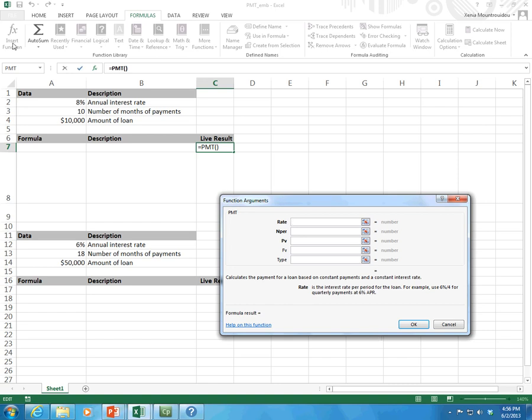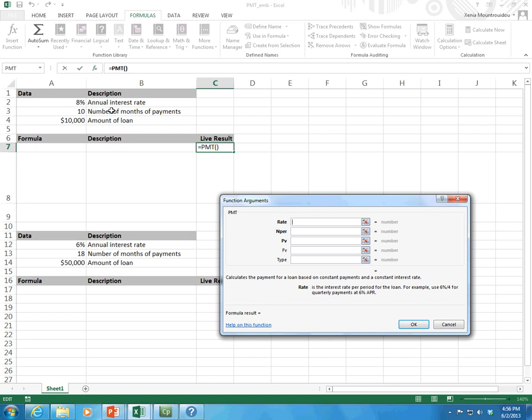In this case, we have a nice example. The amount of the loan is $10,000. Let's say this is a student loan, and for a whole year you will have an interest rate of 8%. That's quite high, but anyway, we can live with that.